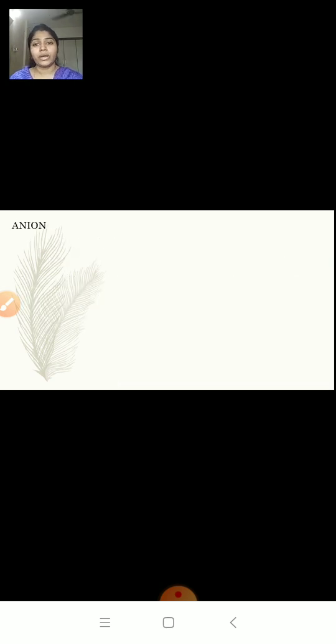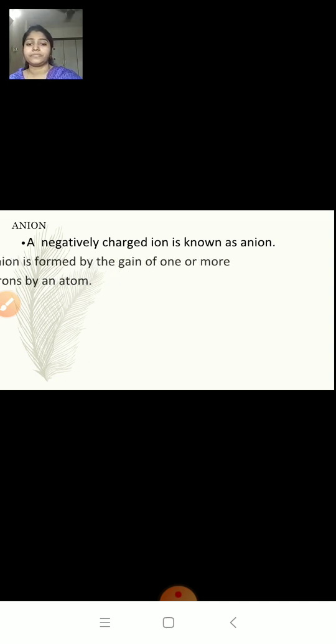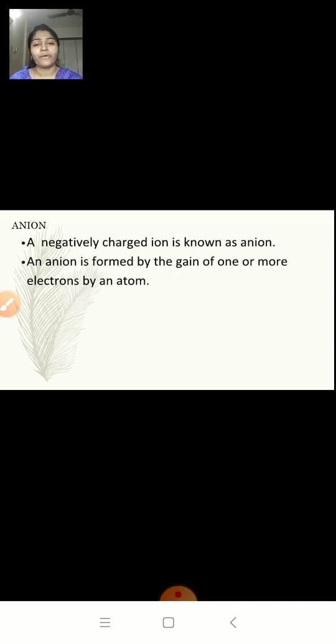Let us come to anion. If cation is positively charged, anions will be negatively charged. A negatively charged ion is known as anions. Now when I say negatively charged, it means what? It has more number of electrons. An anion is formed by the gain of electrons. So when you accept more electrons, it becomes negatively charged, and that is called as anion.